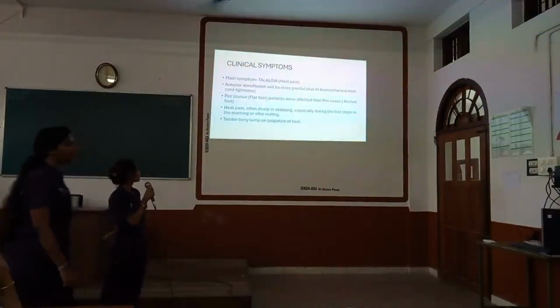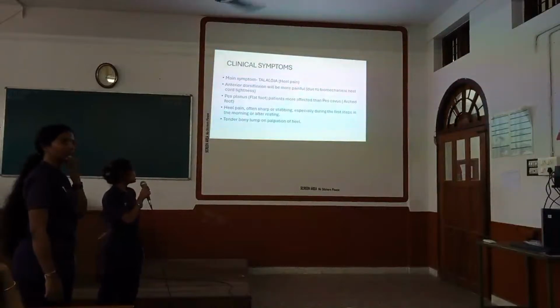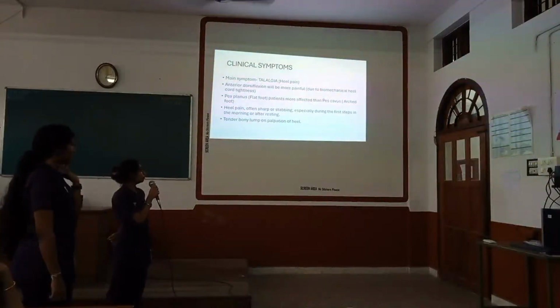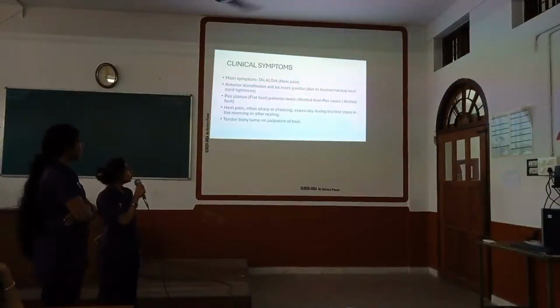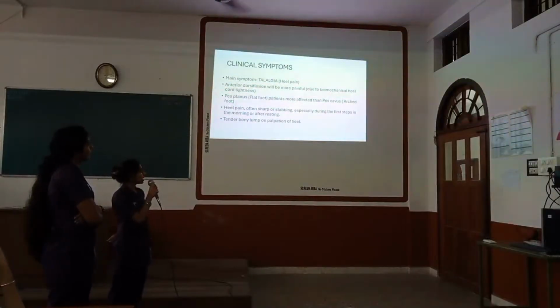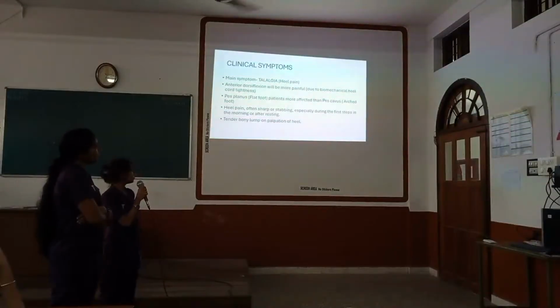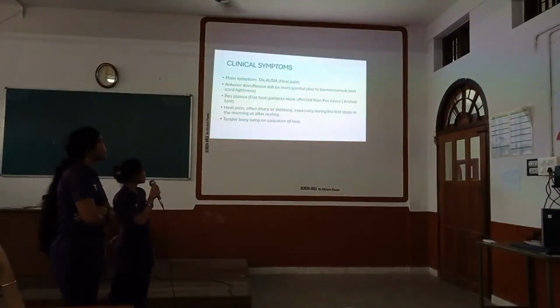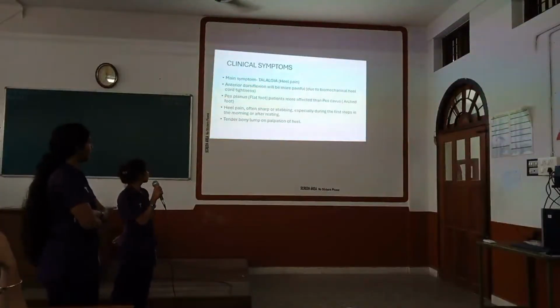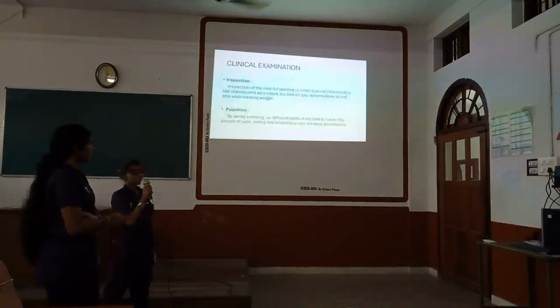Clinical symptoms. The main symptom is talalgia, which means heel pain. Ankle dorsiflexion will be more painful in the case of calcaneal spur due to biomechanical heel cord tightness. Pes planus, which means flat foot, patients are more affected than pes cavus, which means arched foot. Heel pain is often sharp or stabbing in nature, especially during the first step in the morning or after rest. Tender bony lumps on palpation of the heel are also present.